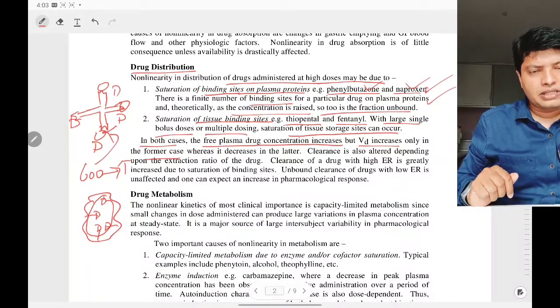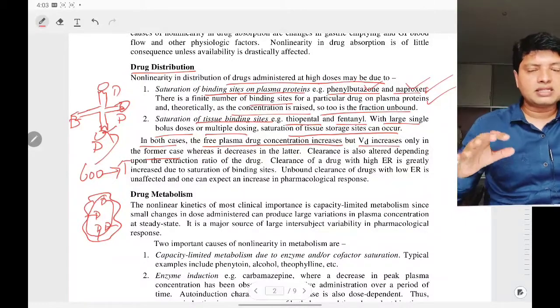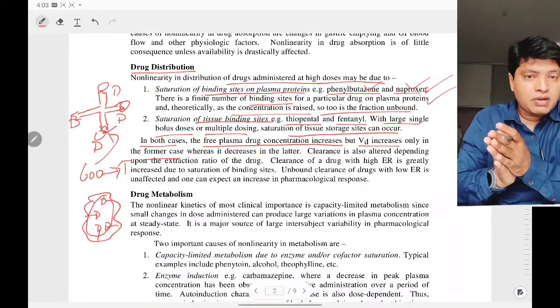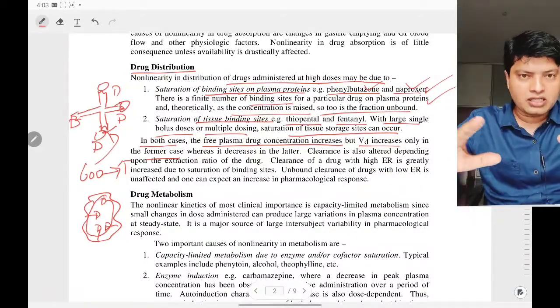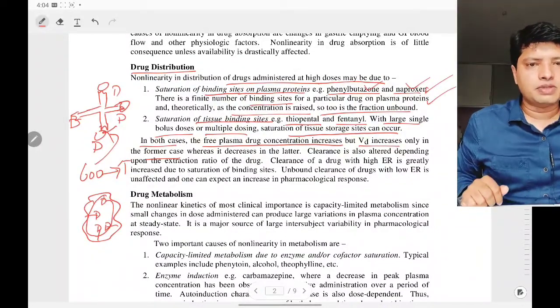In this case what happens? In the former case, why is the volume of distribution increasing? Because the binding sites of protein in the plasma are less, so the drug starts binding to the tissue. Due to this, what happens? The volume of distribution increases.